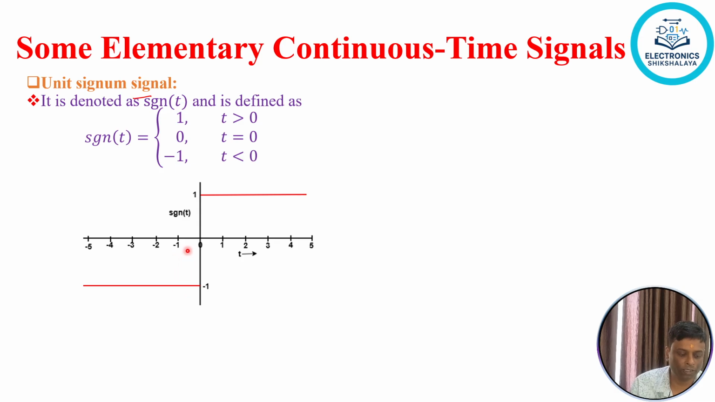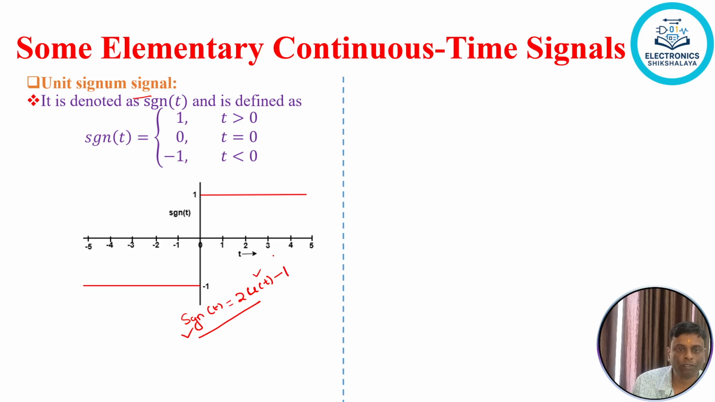This can also be represented as a function of u of t. You can see this signum function can be expressed as 2u(t) minus 1, so it can be expressed in terms of u of t.